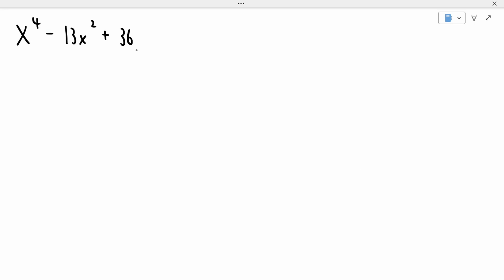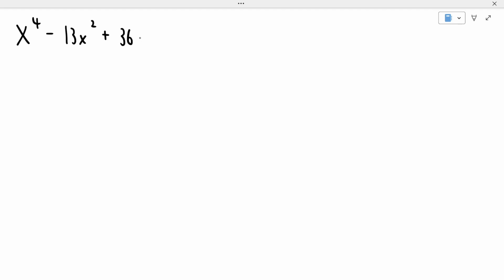Suppose we want to factor something like x to the fourth minus 13x squared plus 36. This expression isn't a quadratic trinomial since we have this x to the fourth term, but we'll notice that it has 3 terms and all the exponents are even, or a multiple of 2. The x to the fourth term and the x squared term both have even exponents of 4 and 2, and the constant term of 36 technically is 36 times x to the 0, which is also an even exponent.